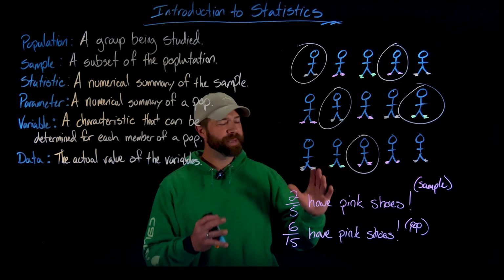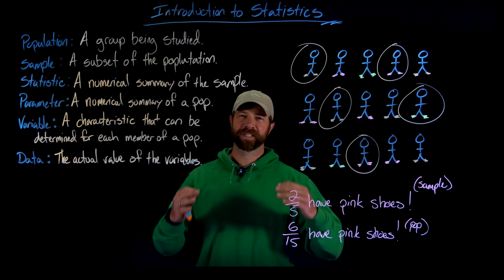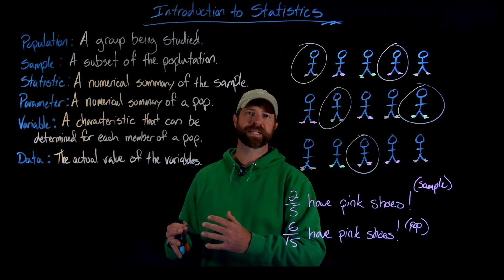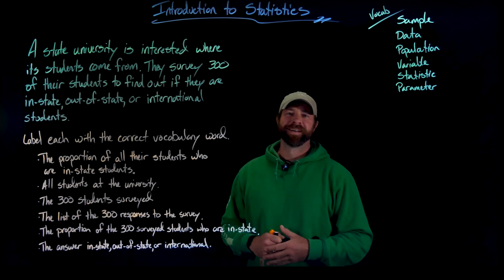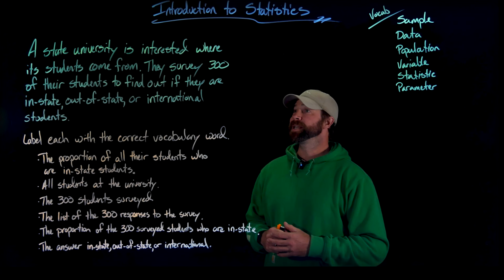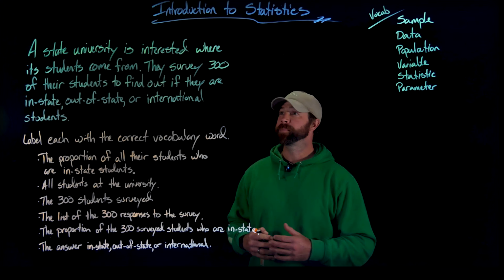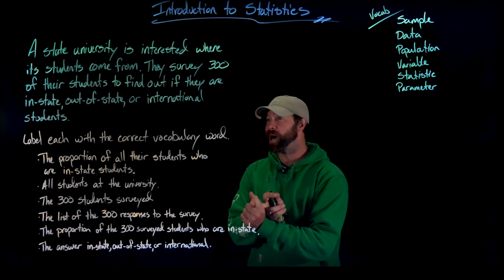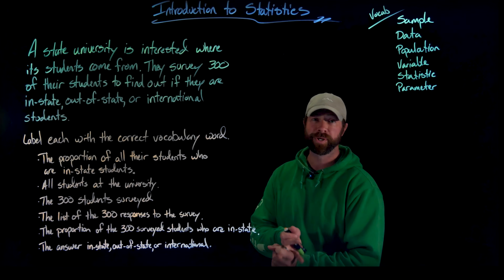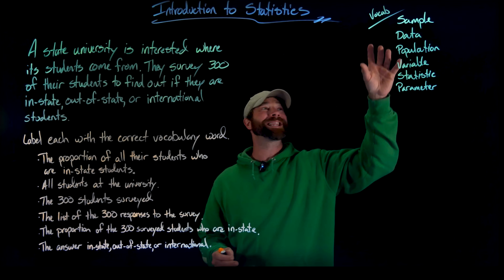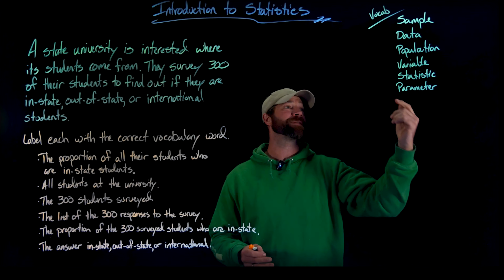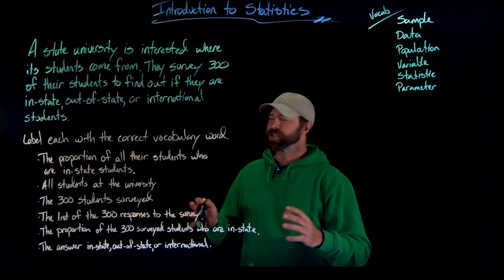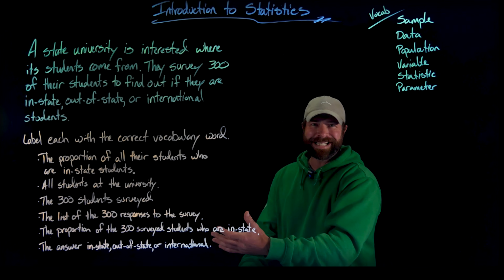But let's move on. Maybe the pink shoes example won't be enough to kind of ingrain this. Let's look at a more realistic study and analyze these 6 vocabulary words in that study. All right, here's our example. A state university is interested in finding out where its students come from. They surveyed 300 of their students and they're trying to figure out, are they in-state, are they out-of-state, or are they international students? Our job is to identify the sample, the data, the population, the variable, the statistic, and the parameter in this situation. Just to make it a little bit easier in our lives, I've listed these options right here.